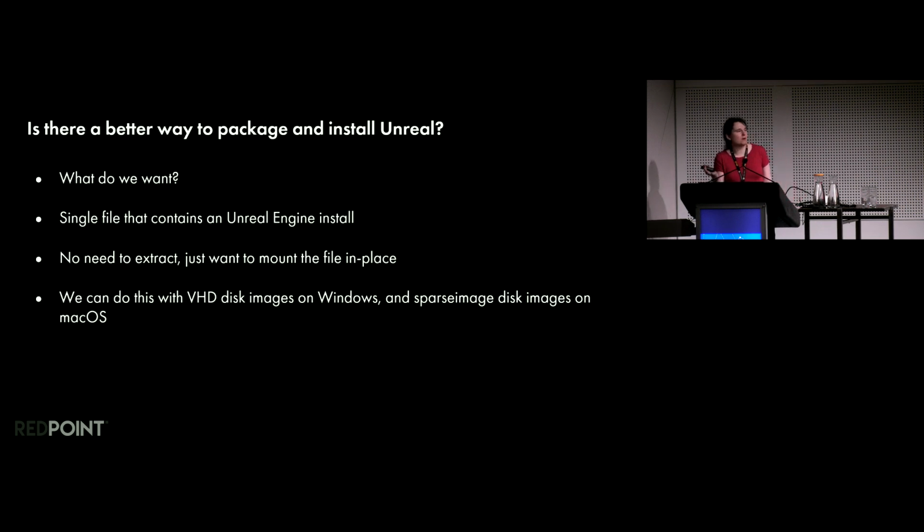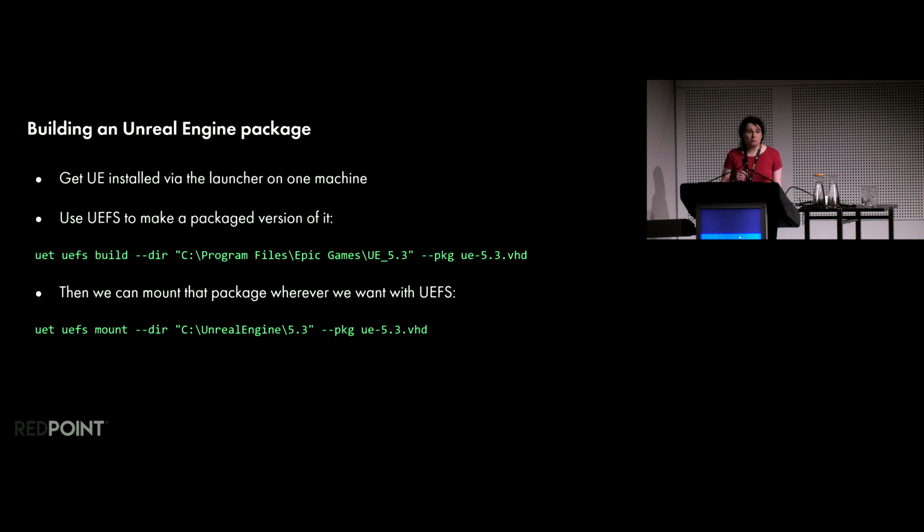What do we want? We want a single file that just contains the whole Unreal Engine install. And we don't want to have to extract it, we just want to mount it in place. It turns out we can do this with VHD disk images on Windows and sparse image disk images on macOS. So I implemented that in a tool called UEFS, which is now part of UET. To make ourselves an Unreal Engine package that has the engine inside it, for a basic setup, you go to one machine, get Unreal Engine installed on it, and then ask UEFS to make a packaged version of that Unreal Engine install and stick it inside a VHD file.